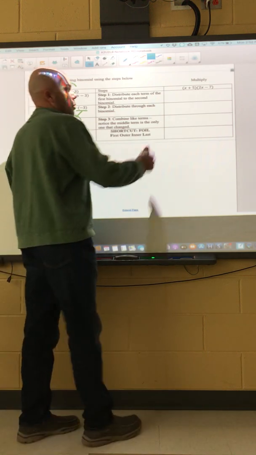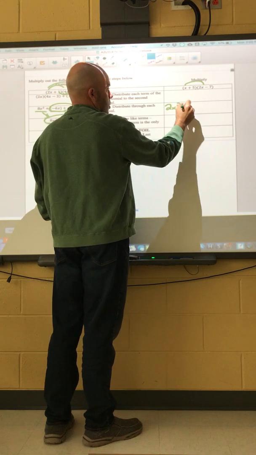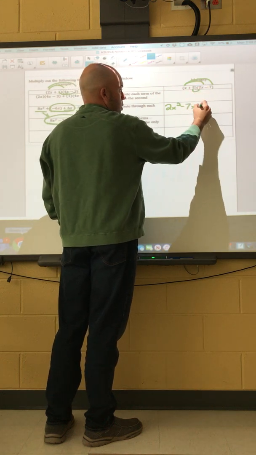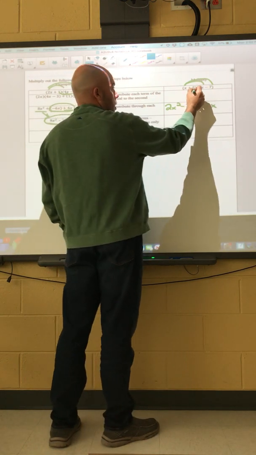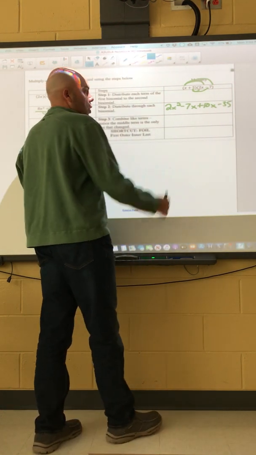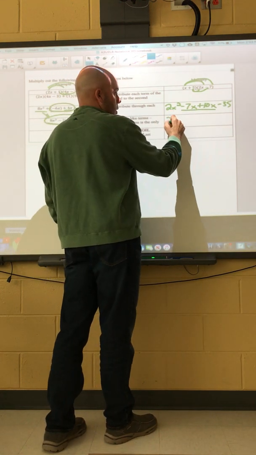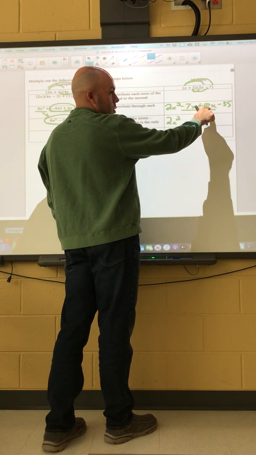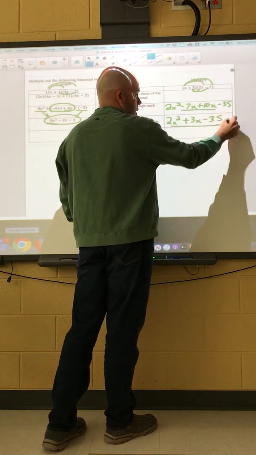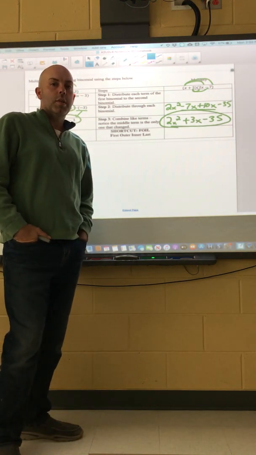So let's show that with another example. Here I'm going to do x times 2x, which gives me 2x squared. I'm going to do x times negative 7, which gives me negative 7x. Then I'm going to do 5 times 2x, which gives me a positive 10x. Then I do 5 times negative 7, which gives me negative 35. From here, we're going to combine like terms, which in this case is the negative 7x and the positive 10x. So I bring the 2x squared down, the negative 7x and the positive 10x combine to give me 3x, and then the negative 35 comes down. So I'm left with 2x squared plus 3x minus 35. That's my trinomial in standard form.